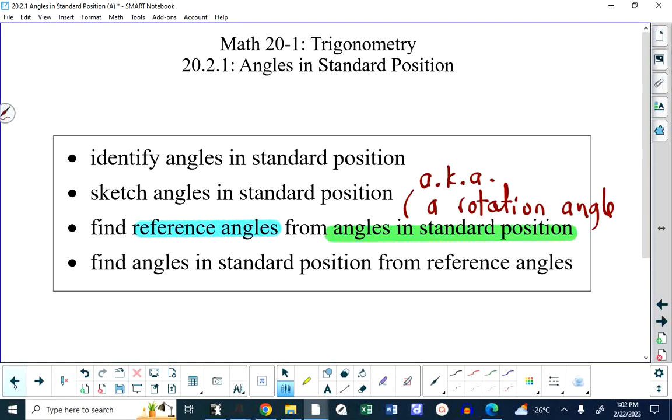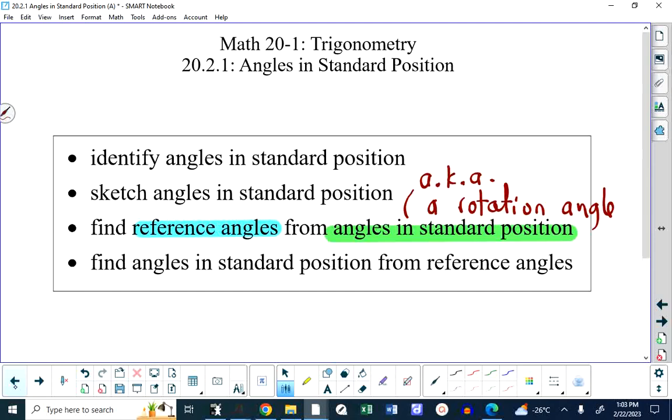And what we need to be able to do at the end of this lesson is sketch these angles in standard position. And if you know the rotation angle, which is the angle in standard position, you should be able to calculate the reference angle. And if you know the reference angle with some other information, you should be able to sketch the rotation angle and calculate the rotation angle. So rotation angles and reference angles are different.